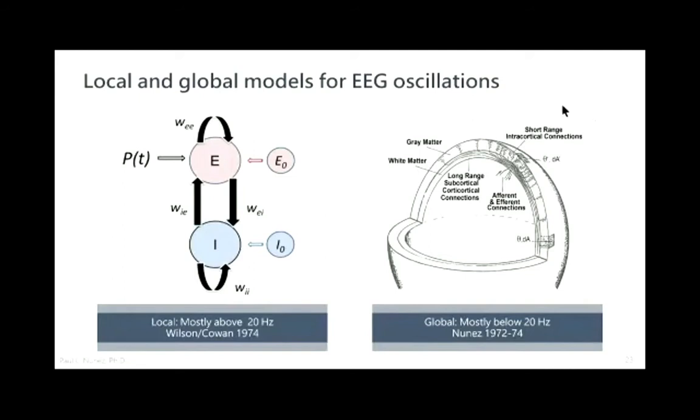So on the right here is a global model first produced in 1972, where low frequency oscillations, mostly below 20 hertz, are envisioned to occur. In contrast to this is a local model, the famous Wilson-Cowan model in 1974, mostly producing potentials higher than 20 hertz. In other words, gamma activity and perhaps some alpha activity being produced in thalamocortical networks at the same time that low frequencies like alpha rhythms are produced globally.